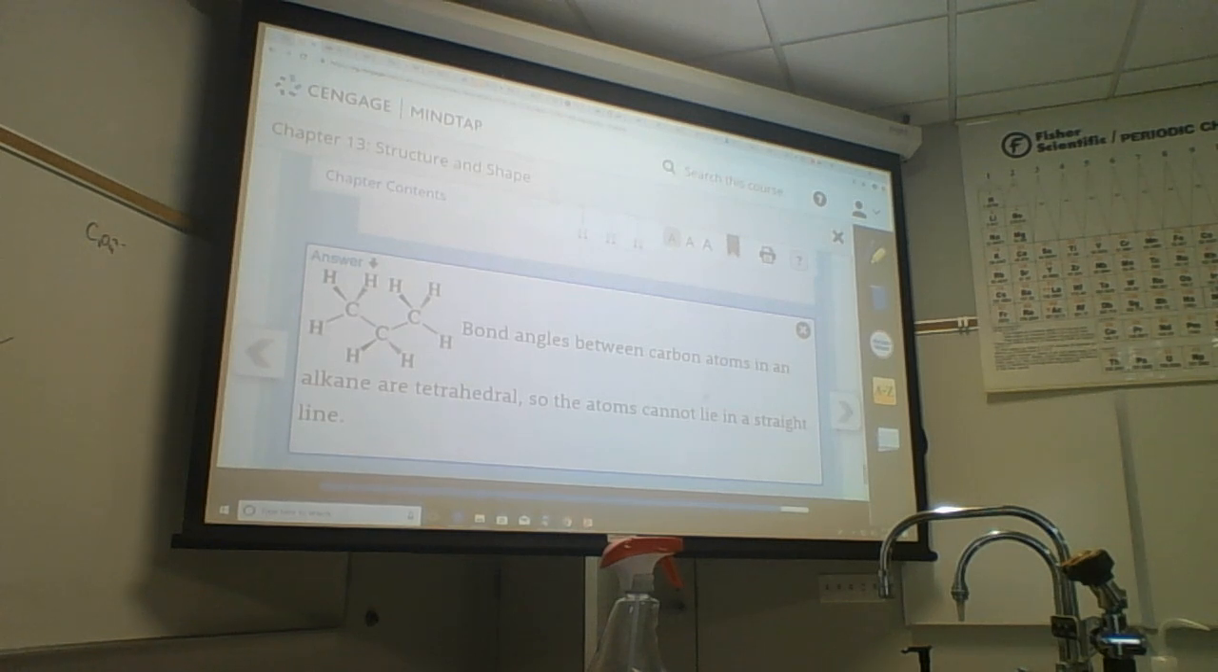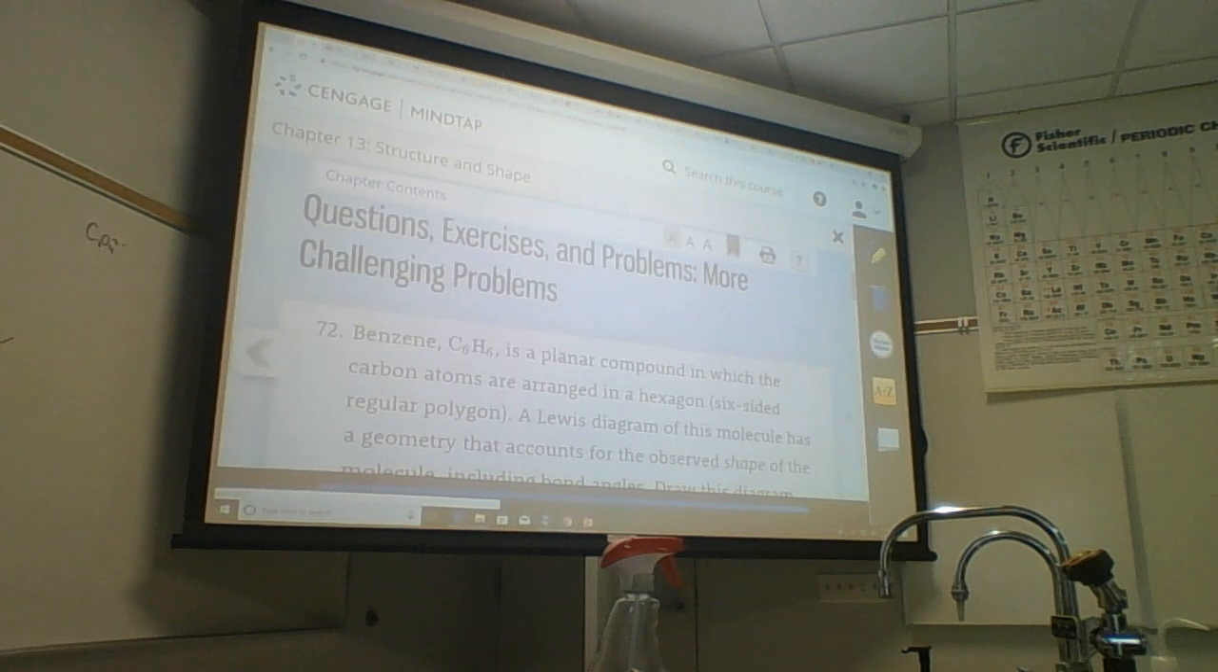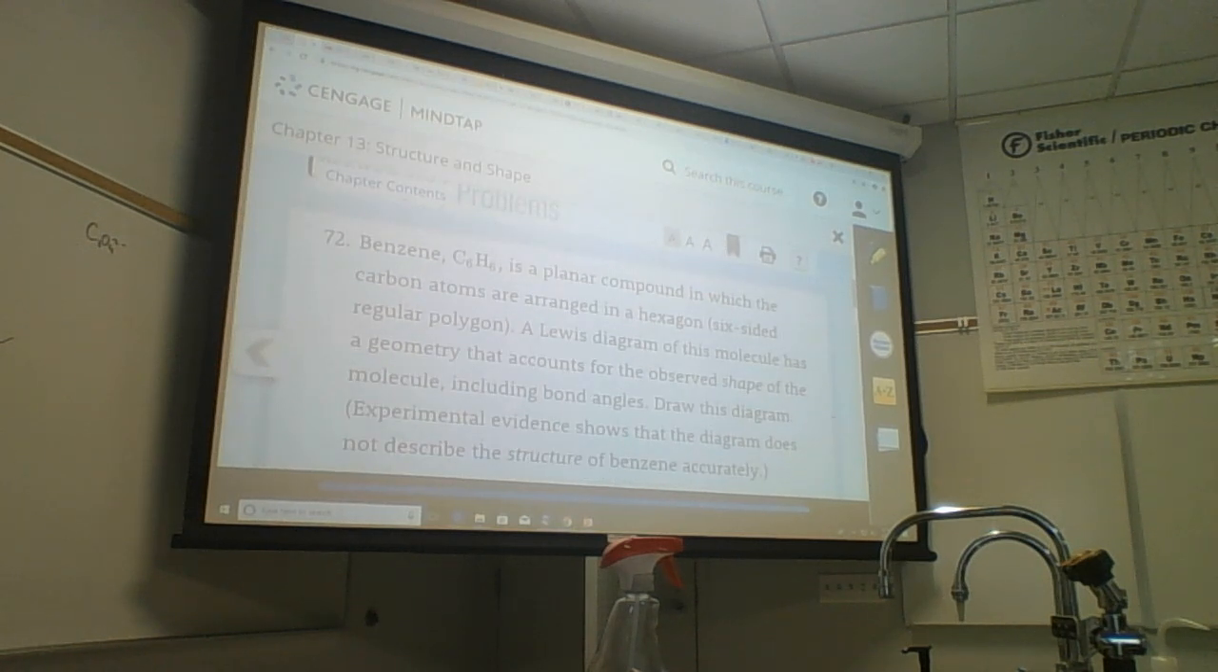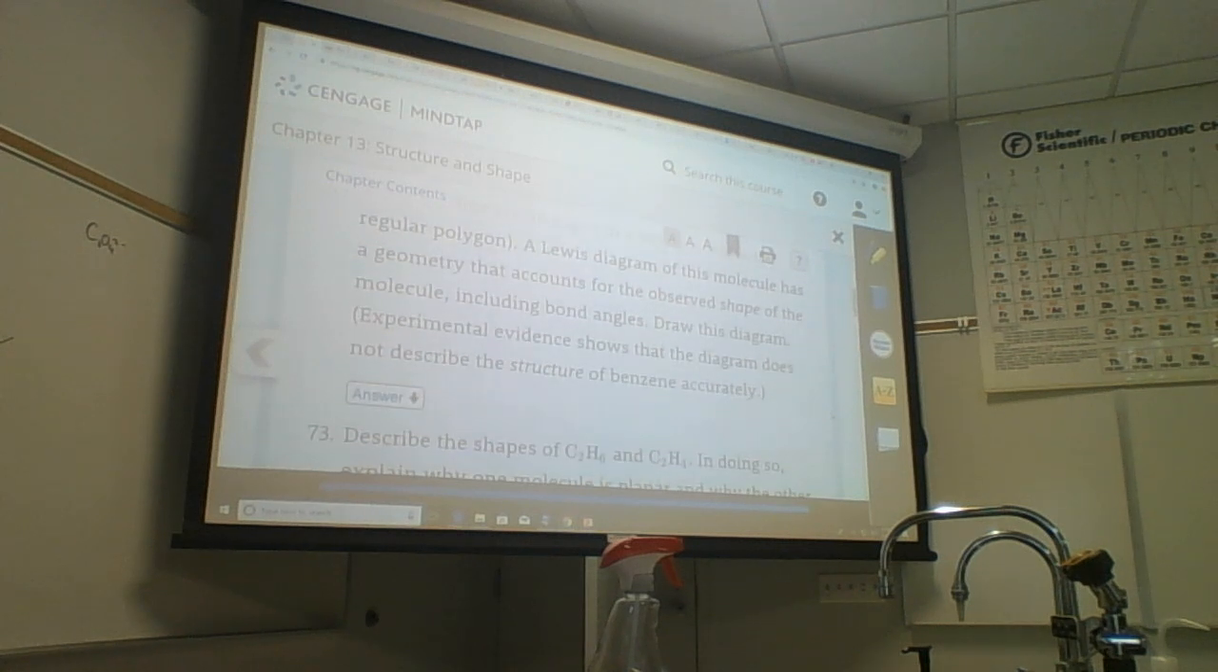The bond angles are tetrahedral, so the atoms cannot lie in a straight line. That's what they say there. Benzene is a planar molecule in which the carbon atoms are arranged in a hexagon. The Lewis diagram of this molecule has a geometry that accounts for the observed shape of the molecule including the bond angles. Draw this diagram. Experimental evidence shows that this diagram does not describe the structure of benzene accurately.